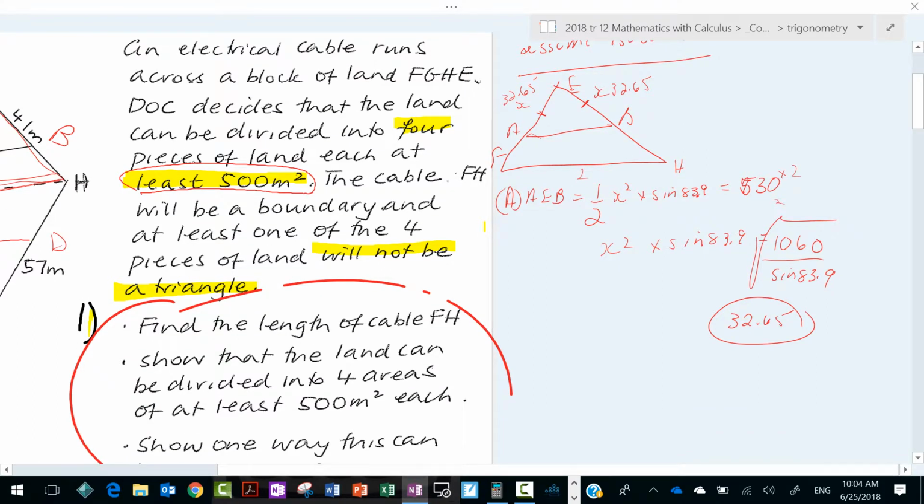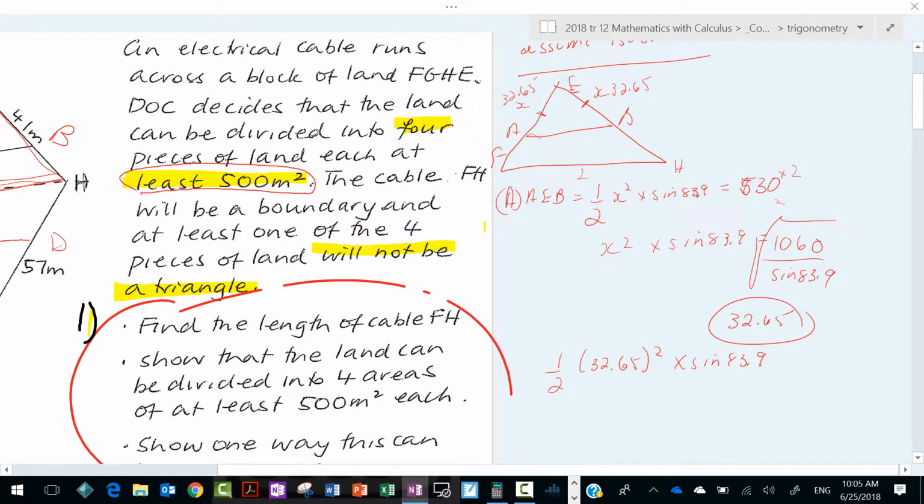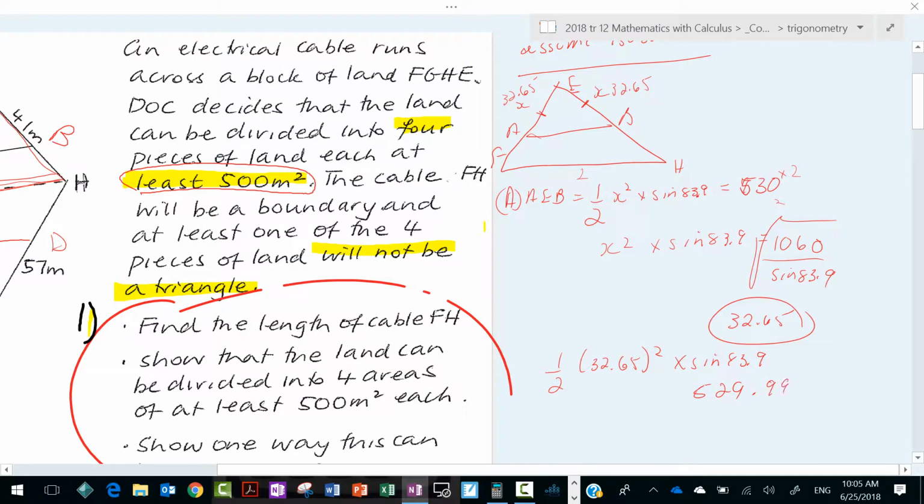Now we need to test that, right? We can't just assume that that's going to work. Let's just test it. 1/2 times 32.65 squared times the sine of 83.9. What does that give me? That should give me something close. 32.65 squared times 0.5 times sine of 83.9 is 529 point something, obviously, you know, 0.99. So it gives me my 530.